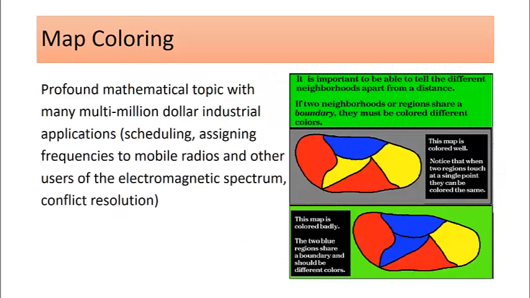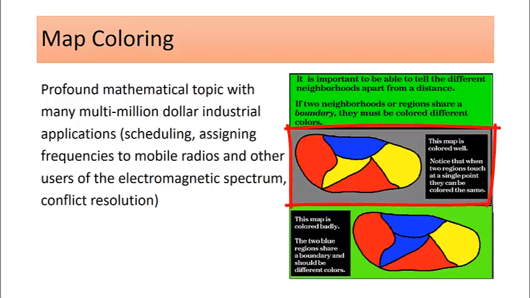It turns out that map coloring is a profound mathematical topic with many multi-million-dollar industrial applications. Scheduling, assigning frequencies to mobile radios and other users of the electromagnetic spectrum, and conflict resolution. Now, it's important to be able to tell different neighborhoods apart from a distance. So if two neighborhoods or regions share a boundary, an edge, they must be colored different colors.